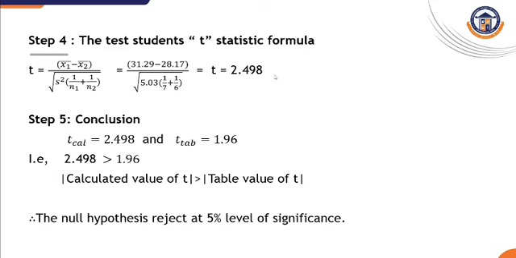Now in step number 5 we go to our conclusion. The calculated value is 2.498. Our table value we already found is 1.96. We compare these two values. Our calculated value is higher: 2.498 is greater than 1.96. Therefore we reject the null hypothesis, which means we accept the alternative hypothesis. That is, rejecting the null hypothesis means horse A is faster than horse B. That is the final conclusion.